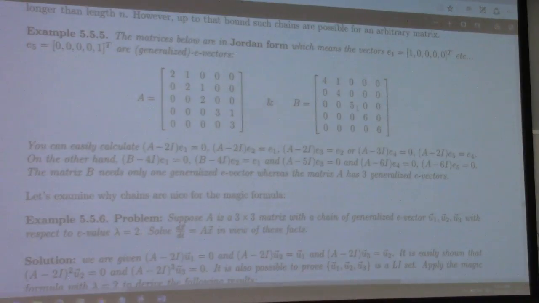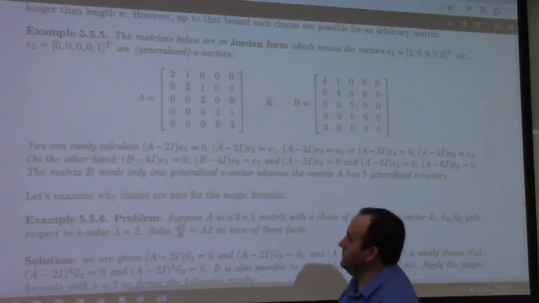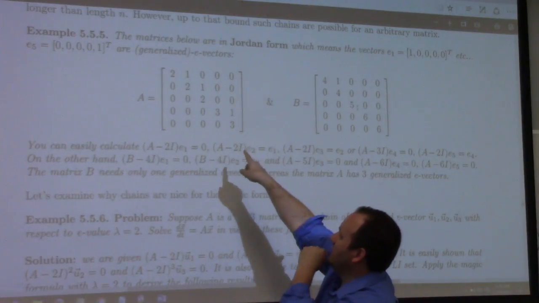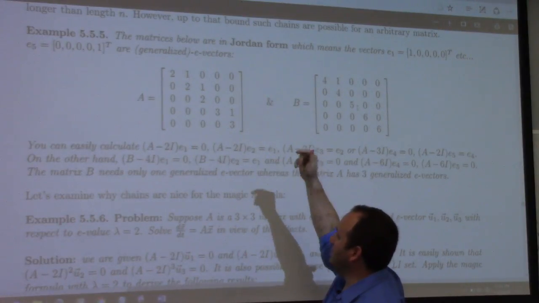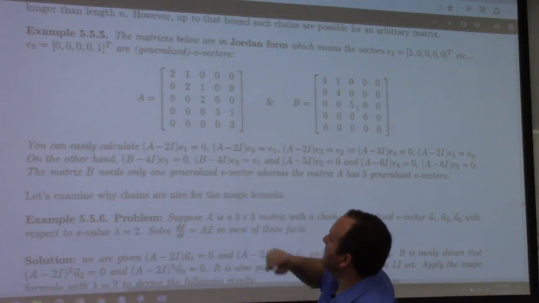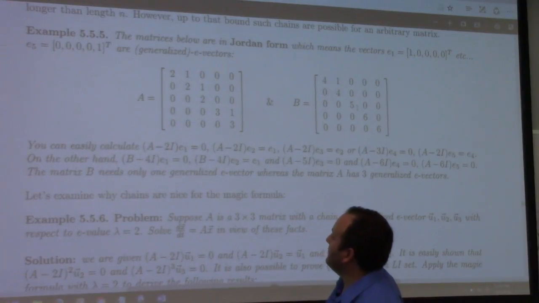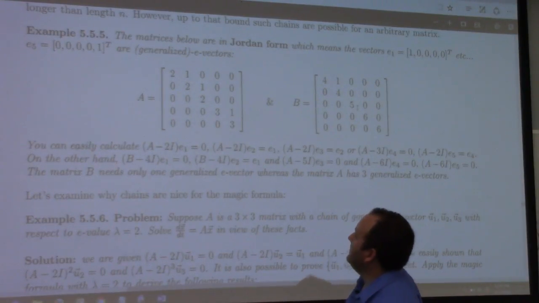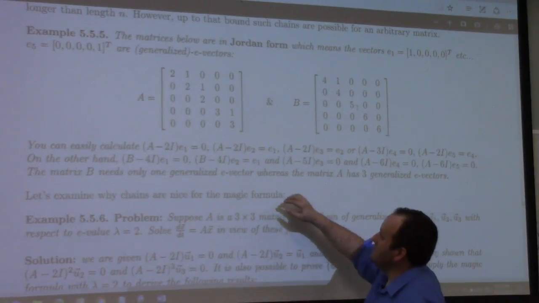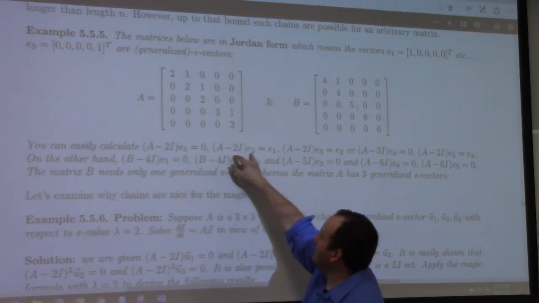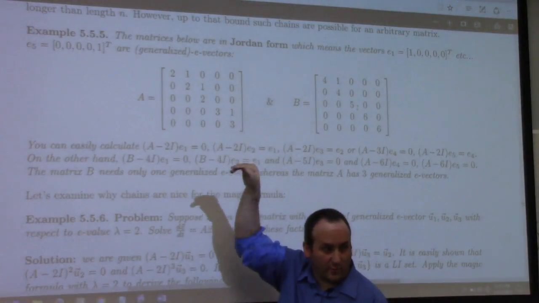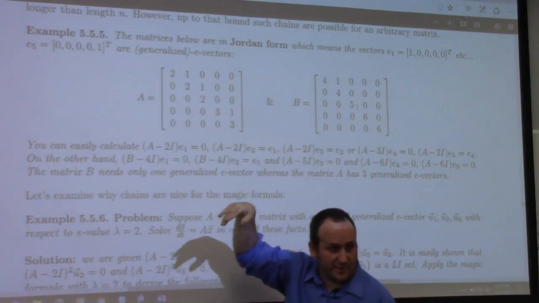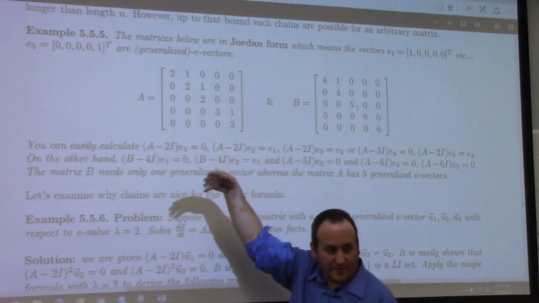So these matrices are actually in Jordan form. Like matrix A has eigenvalues 2, 2, 2, and 3, 3. I can tell from looking at this matrix that there are 2 eigenvectors, and there actually will be 3 generalized eigenvectors. In fact, in this one, you can calculate A minus 2I times e2. e2 is just my notation for 0, 1, 0, 0, 0. It's the standard basis vector, right?